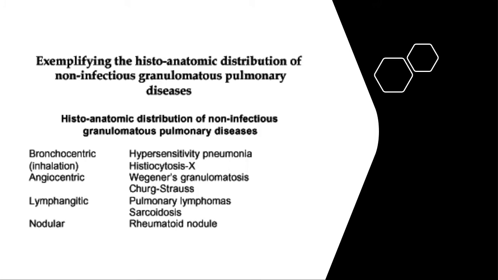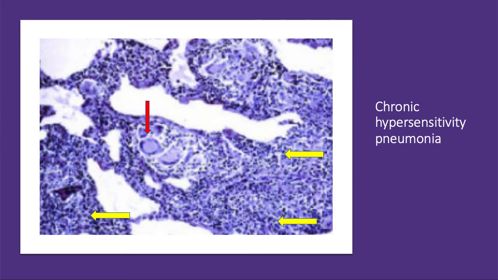The histological characteristics evaluated are the histoanatomical distribution of granulomas and the presence of necrosis. Diseases with a bronchocentric or inhalation distribution, like chronic hypersensitivity pneumonia or pneumonitis and histiocytosis X, tend to affect the axial region of the pulmonary lobe, being characterized as airway-centered diseases. Chronic hypersensitivity pneumonia or pneumonitis is characterized by a chronic interstitial inflammatory process, usually secondary to prolonged exposure to inhaled organic dusts and occupational antigens.